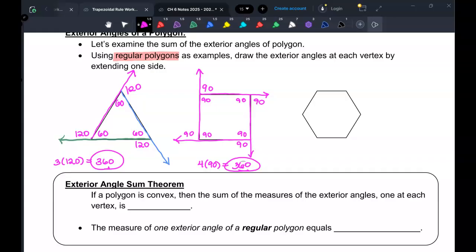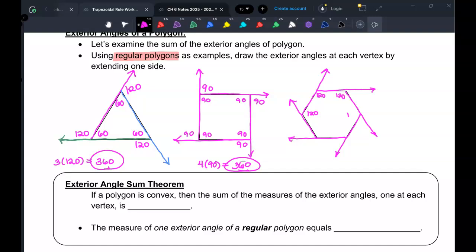Okay, a hexagon? All right. So this is going to be extending one side at each vertex. Makes a fun little picture here. Spider. Okay. It's fine, we'll go with it. Spiders have 8 legs. I'll save you some time. Each interior angle of a hexagon is 120.